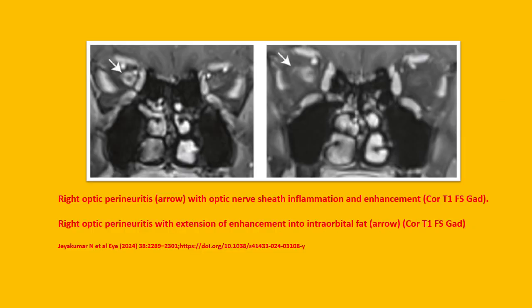This figure on the left shows right optic perineuritis with optic nerve sheath inflammation and enhancement, and on the right shows extension of enhancement into the intraorbital fat.